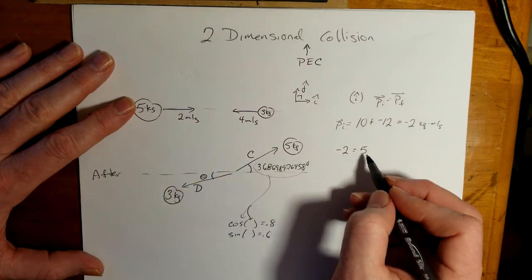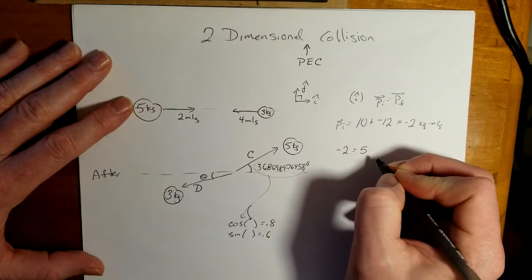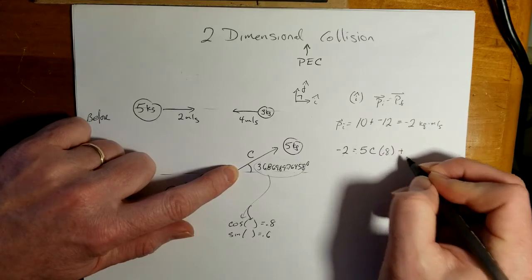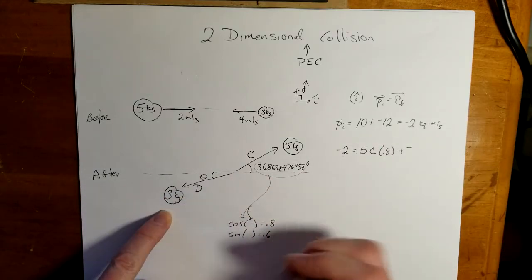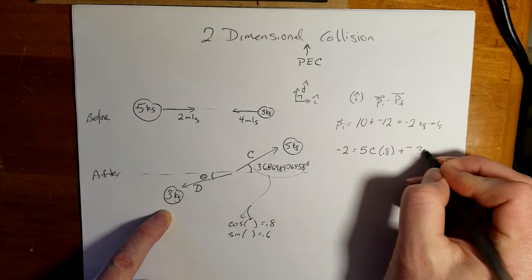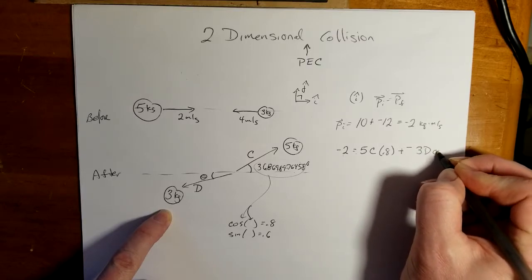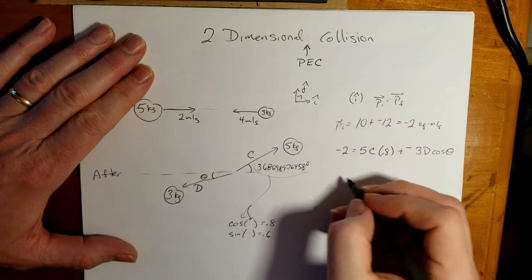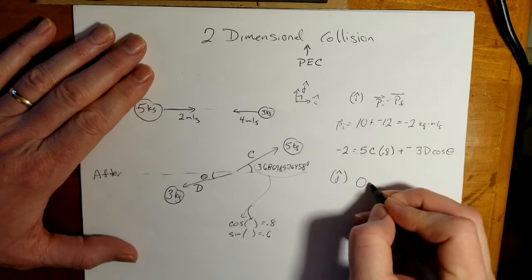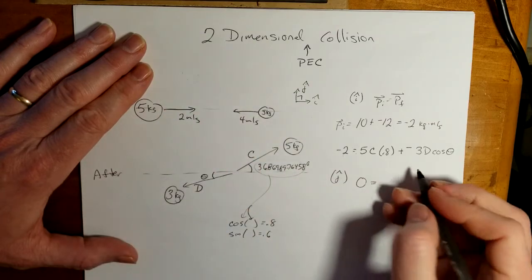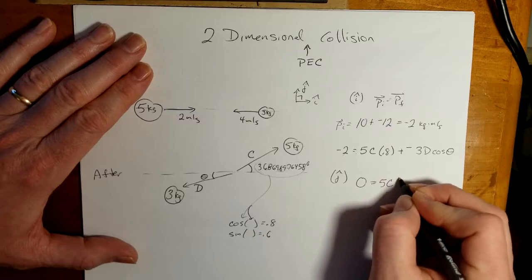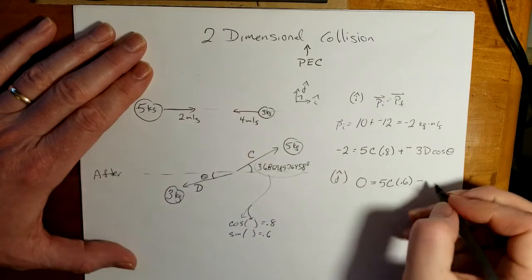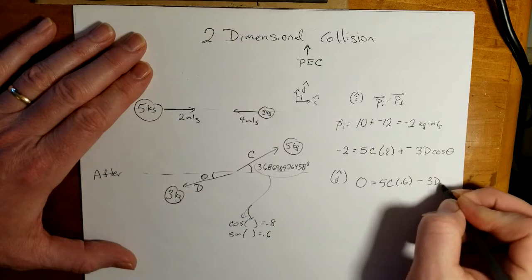So negative 2 is equal to 5 times c times the cosine of this angle, which is 0.8, plus negative, since it's going in the negative direction here, negative 3 times d times the cosine of theta. In the j direction, I have 0 initial momentum, so afterwards I have to have 0. And so this becomes 5c times the sine of that angle, which is 0.6, minus, because it's down, 3d sine theta.